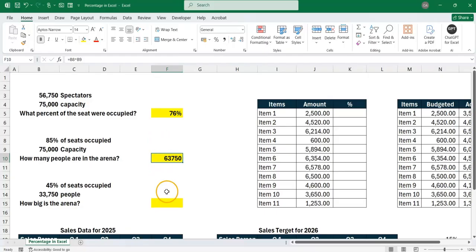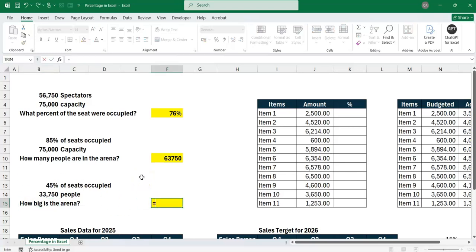Now the third example: we have 45% of seats occupied, which is 33,750 people. Now we want to find out what is the capacity of that arena. How do we go about that? We say equals, we pick the number of people, and then we divide it by the percent, and that gives us what we are looking for. So the capacity of that arena is 75,000. We are working that backward.